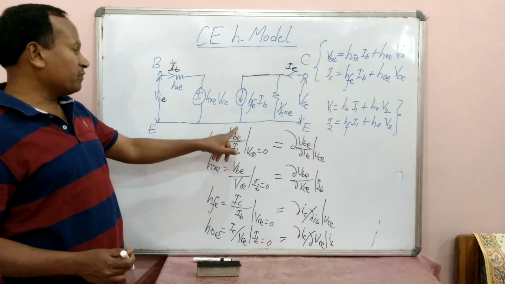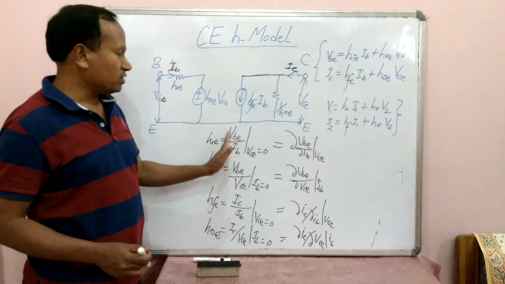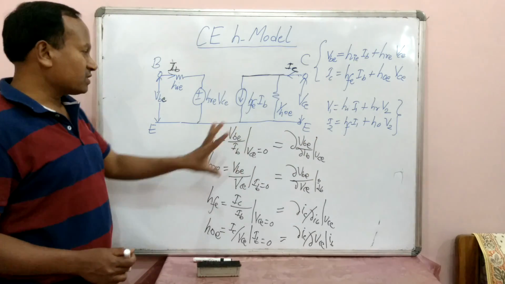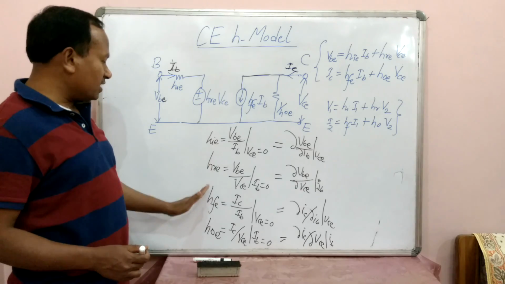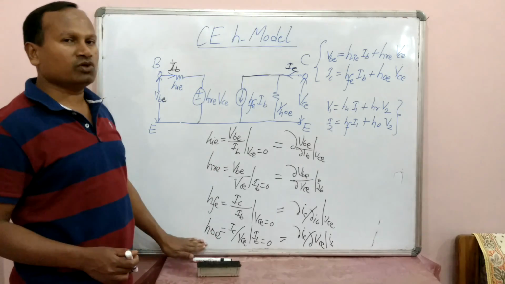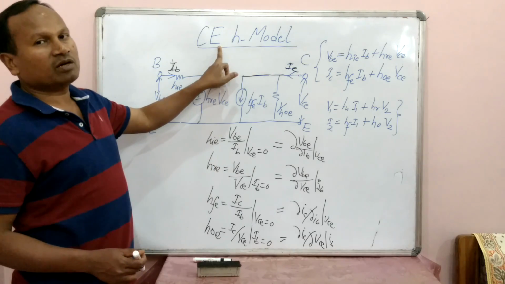And in some books you will find VB divided by IB keeping VC equal to 0. This is not at all different. Both the concepts are the same. And these, HIE, HRE, HFE and HOE, are the hybrid parameters for the common emitter amplifier.